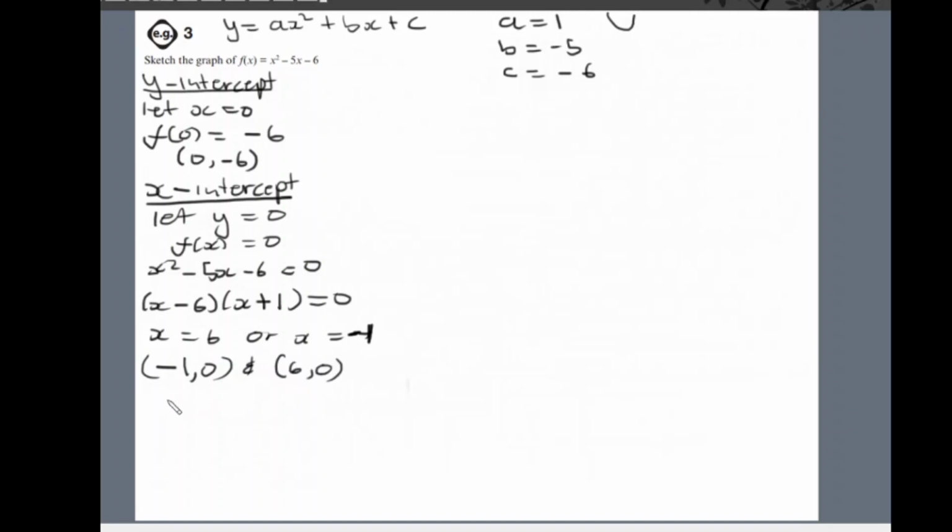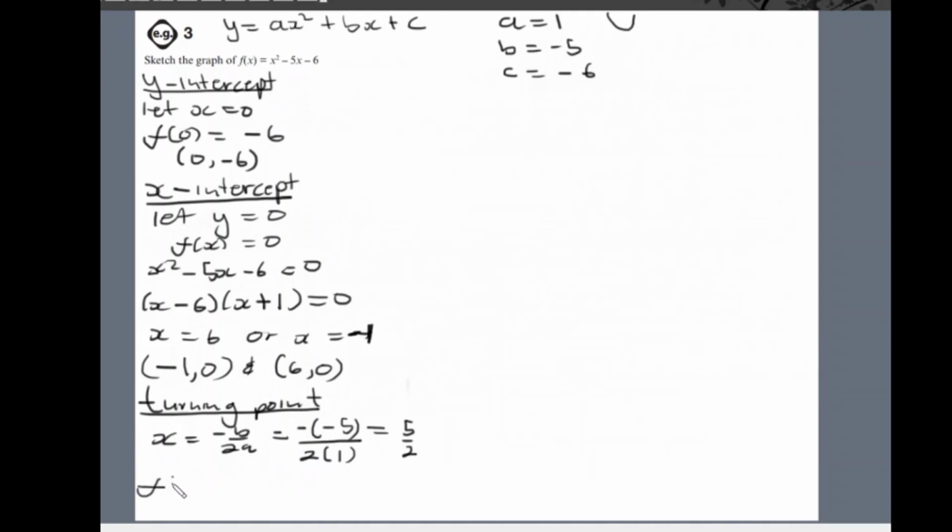Now I have to calculate the turning point, right? For the turning point, x equals minus b over 2a. You substitute b, the value of b is minus 5, so here you will have minus minus 5, and here you will have 2a, where a is 1, so the x value of the turning point is 5/2.